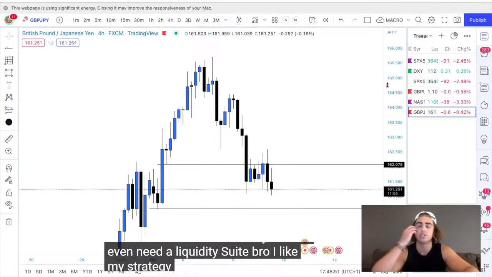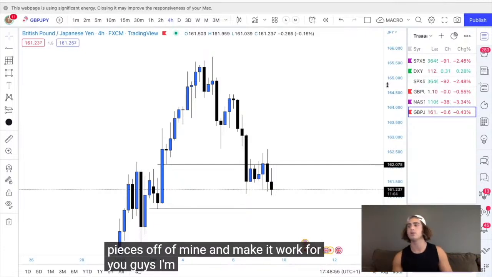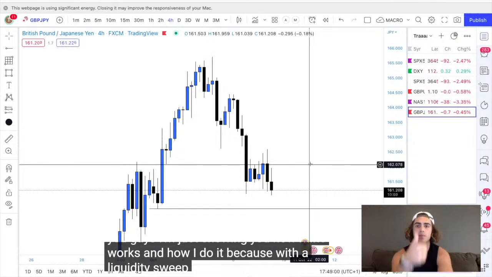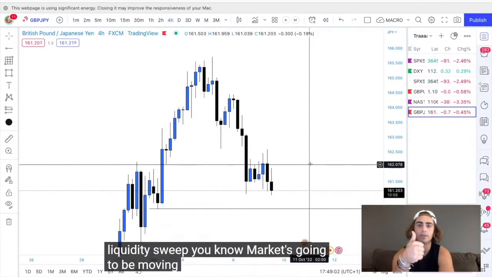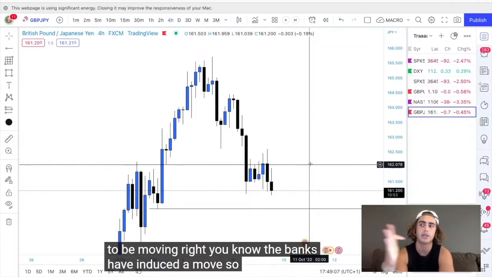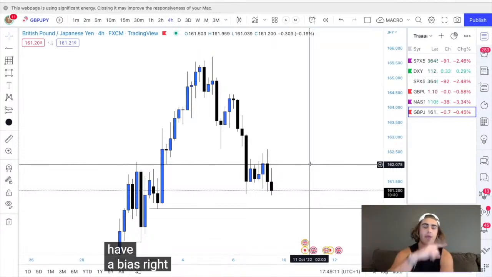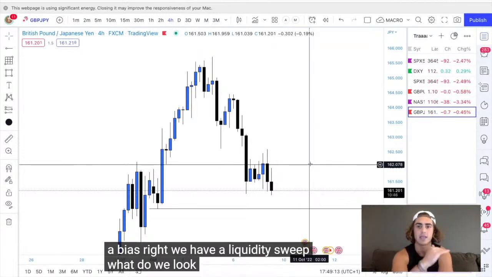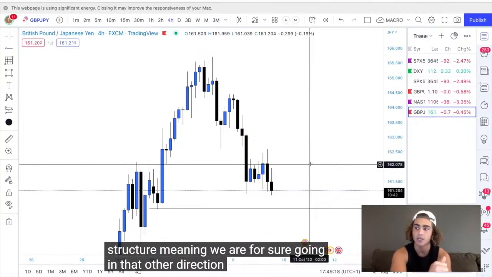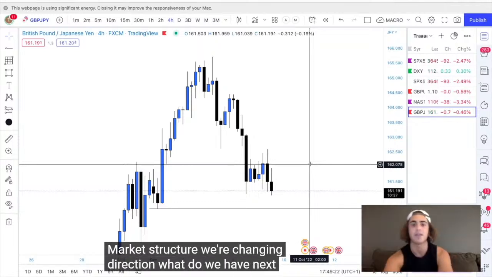Like my strategy, you can take bits and pieces off of mine and make it work for you guys. I'm just showing you how mine works and how I do it, because with a liquidity sweep, you know market's going to be moving, right? You know the banks have induced a move so they can push it in their direction. So we know that we have a bias, right? We have a liquidity sweep. What do we look for next? A break of structure, meaning we are for sure going in that other direction, right? Break of market structure, we're changing direction. What do we have next after that, right?